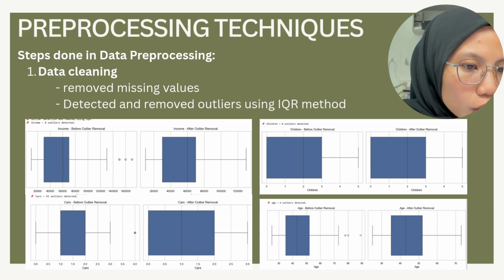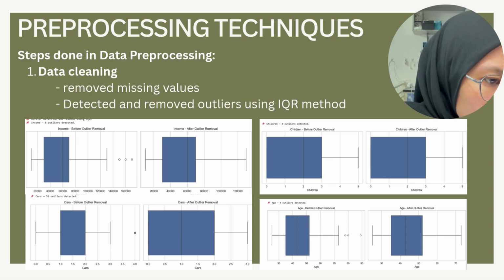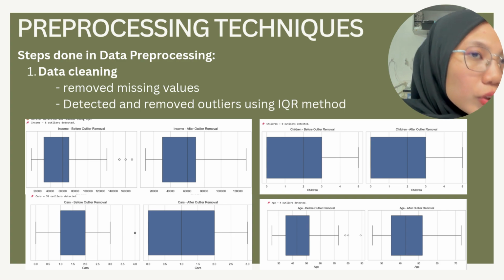So this is the box plot before outlier removal, and this is after outlier removal. Same goes for the others, such as children, where there are 0 outliers detected. And for cars, there are a few outliers detected here, 51 outliers, and for age there are 4 outliers detected.